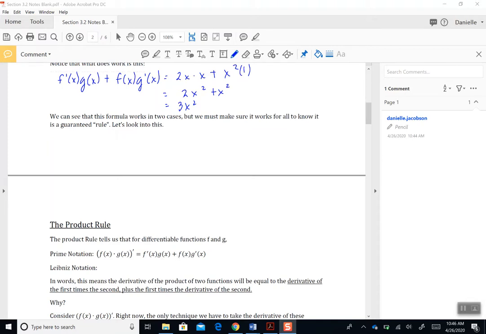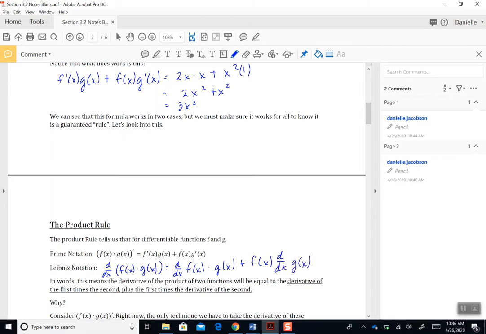If you wanted to write this in Leibniz notation, you take the derivative, so d dx of f of x times g of x. All right, and that would just be the derivative, so d dx of f of x times just g of x without the derivative, plus f of x times the derivative, so d dx of g of x. Okay, for now you can use either notation. You'll absolutely have to get comfortable with the Leibniz notation pretty soon though, so I think it's a good idea to get some practice in with both.